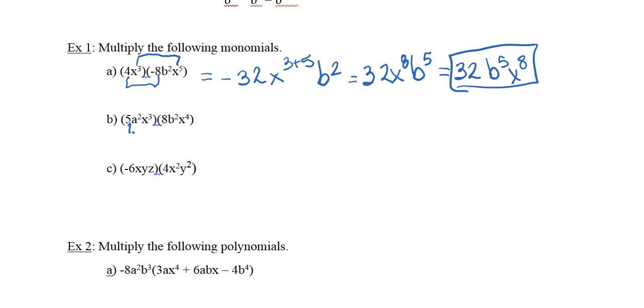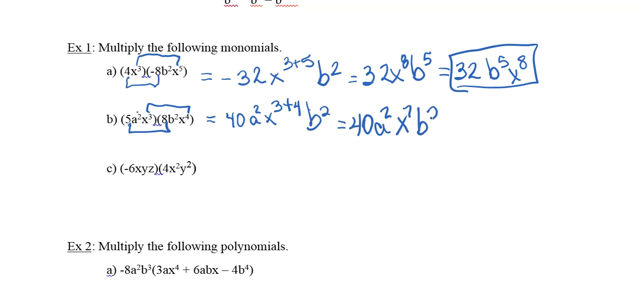So the next one, 5 times 8. Now a squared, there's no other a squared, so that's not going to do anything. X cubed with x to the 4th, and we have a b squared that's also by itself. So 5 times 8 is 40. A to the 2nd, because there's nothing there. X cubed, we're going to add the 4 from the other one, and then I can't forget my b squared. So I add the 3 and the 4 and get x to the 7th. And again, I'm going to write it properly. So a, then b, and then x.